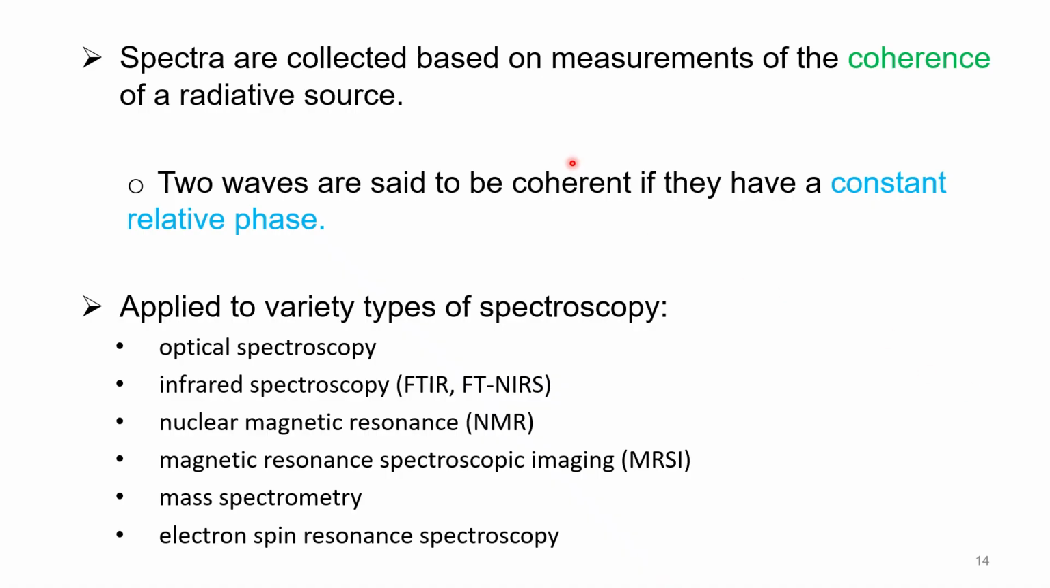Fourier transform spectroscopy is a measurement technique whereby spectra are collected based on measurements of the coherence of a radiative source, using time domain or space domain measurement of the electromagnetic radiation or other types of radiation. Two waves are said to be coherent if they have a constant relative phase. And this FT technology is applied to a variety of types of spectroscopy, including optical spectroscopy, infrared spectroscopy, nuclear magnetic resonance spectroscopy, and so on.